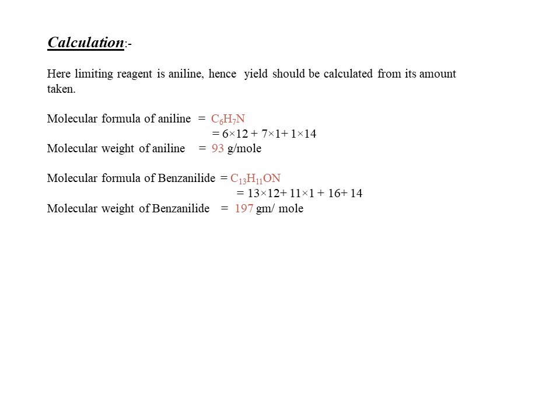Now the molecular formula of benzanilide is C13H11ON. 13 is the total number of carbon atoms present in benzanilide multiplied by the atomic mass of carbon, plus 11, the total number of hydrogen atoms, multiplied by 1, the atomic mass of hydrogen, plus 16. Here only one oxygen is present, so only 16, plus 14, as only one nitrogen atom is present, so 14 into 1 is 14. So the molecular weight of benzanilide is 197 gram per mole.